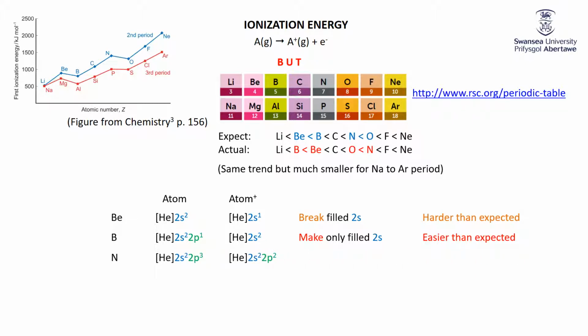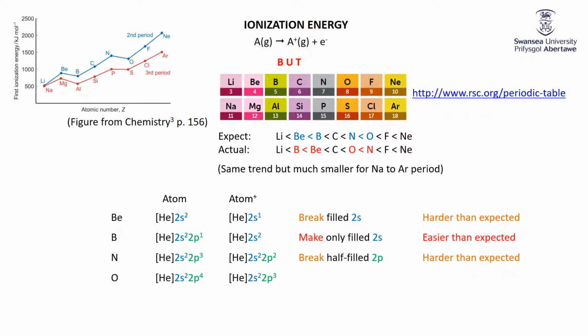Nitrogen, helium 2s2 2p3. Now that 2p3 represents a half-filled p subshell. That's nice. When we make N+, when we remove the electron, we're having to remove the electron from that nice half-filled p subshell. So it's going to involve breaking that half-filled 2p subshell. That's harder than expected. Half-filled p subshells, nice.